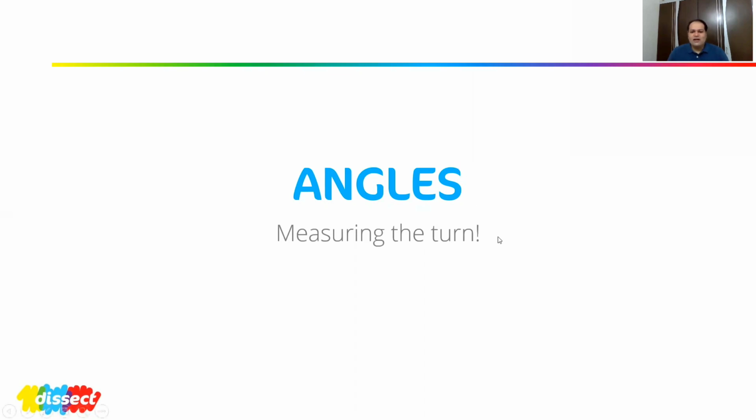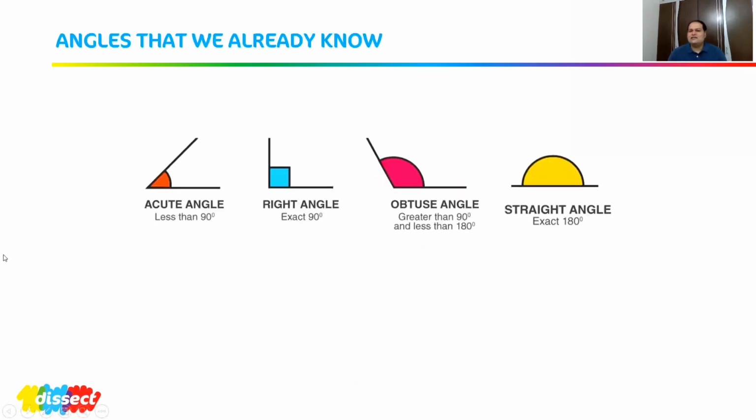So let's see what we already know about angles. We have already seen there are four types of angles. The first one is acute angle, which means that the angle is less than 90 degrees. The second one is a right angle, where the measure of the angle is exactly 90 degrees. The third is obtuse angle, where the measure is more than 90 degrees. And the fourth is a straight angle, which means that the measure of the angle is a full 180 degrees. We have focused more or less on these types of angles till now.